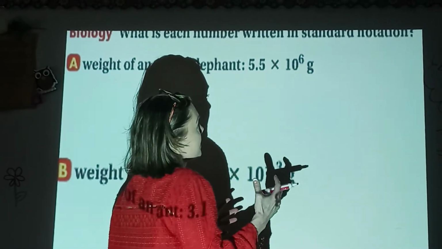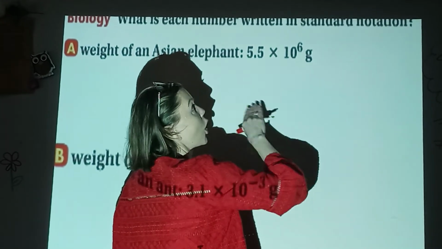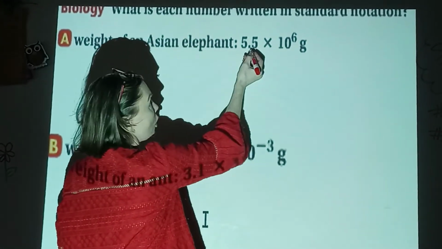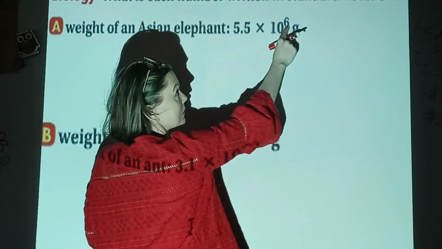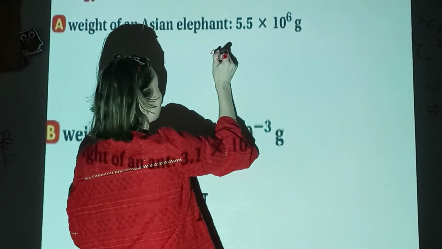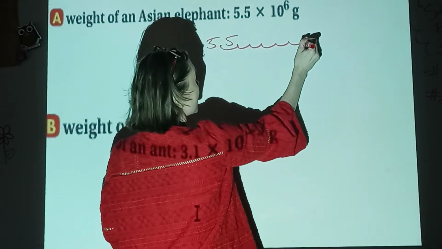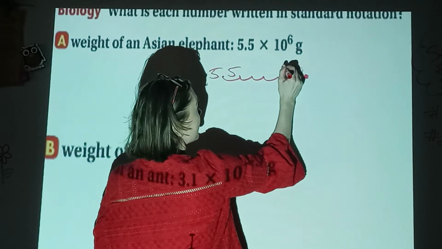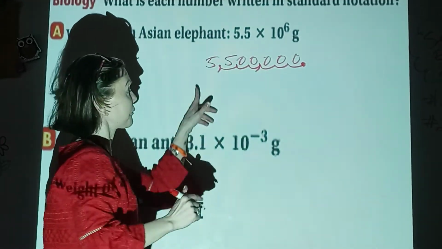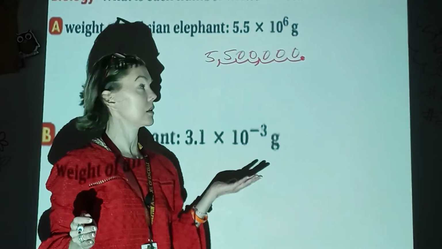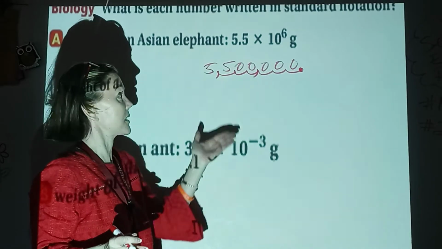So basically, that's a positive exponent. So I know it's going to be a whole number. So I know that I have to move this decimal 6 times to the right, basically, okay? So if I have 5.5 and I have to move it 1, 2, 3, 4, 5, 6, put the decimal there, and just fill in the zeros, right? Comma, comma. So we have 5,500,000, okay? That's how you take it from scientific notation and write it in standard form.